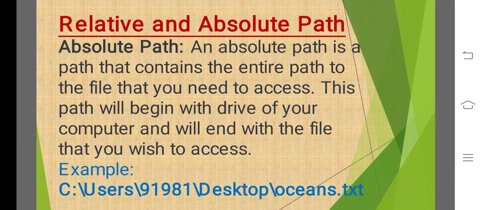And the second one is absolute path. Absolute path is a path that contains the entire path of the file that you need to access. This path will begin with the drive of your computer and will end with the file that you wish to access. That means it shows the complete path of the file, in which folder and between which folders the file is stored. That is known as the absolute path.